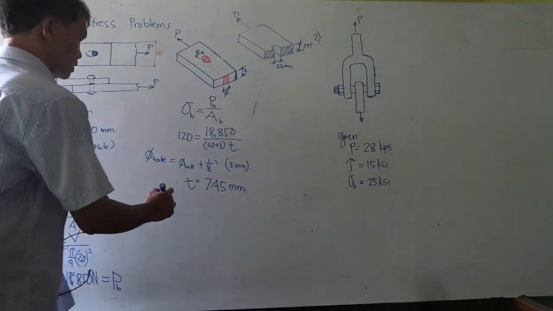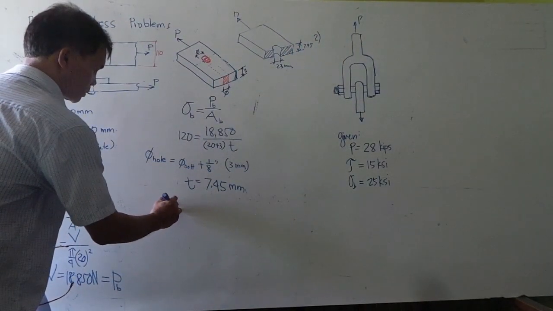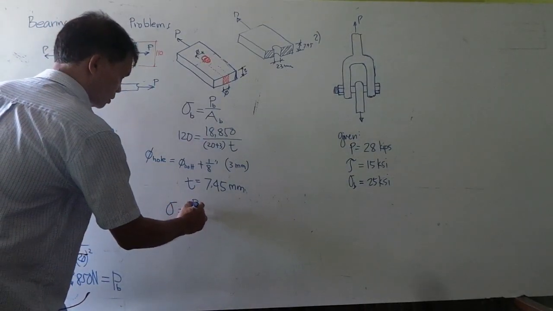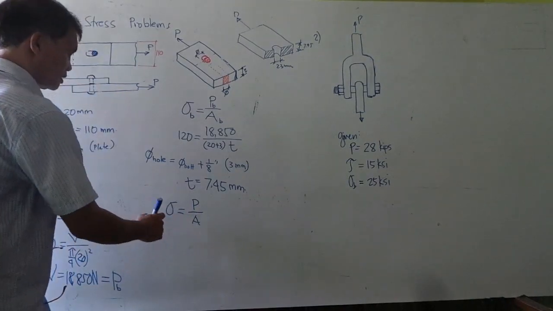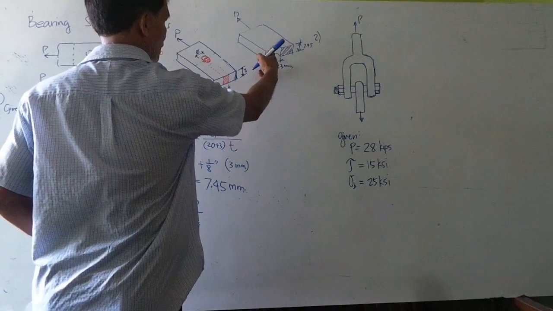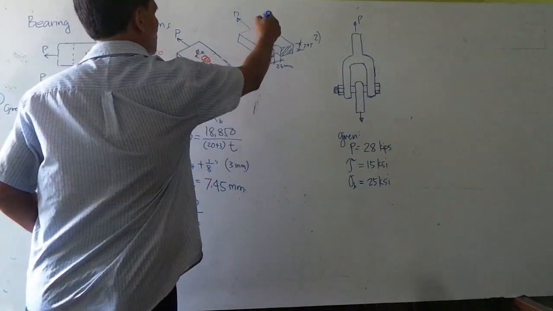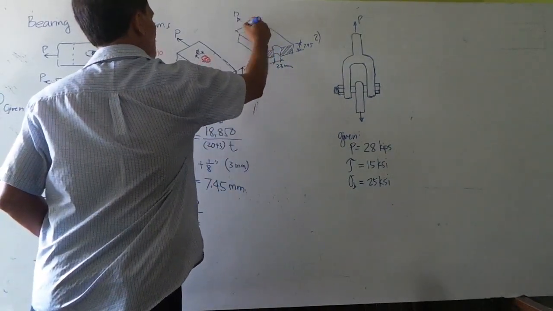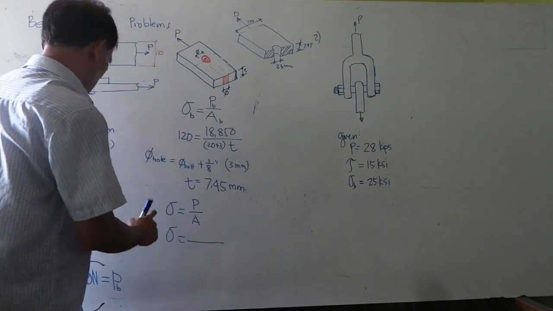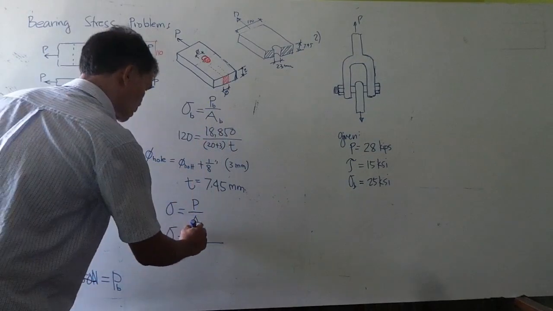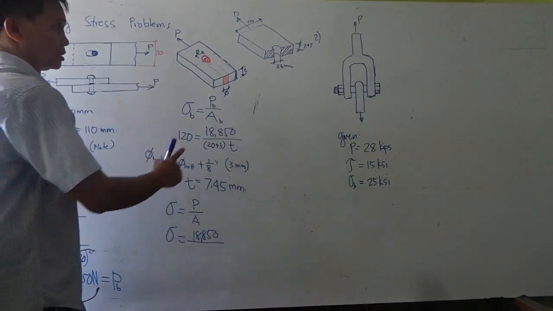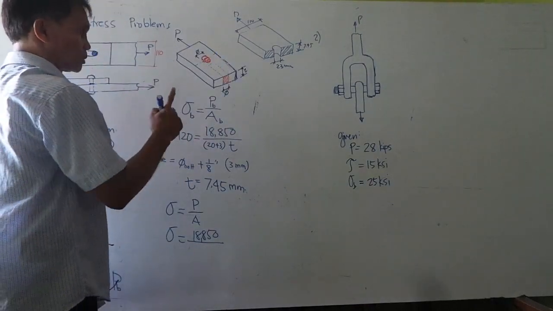So using the direct stress formula, the stress equals P over the area. Then the stress of the plate is just equal to this area, which is equivalent to 110 MPa. So your P is 18,850. The diameter of the hole is 23.